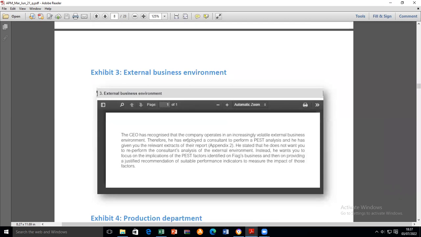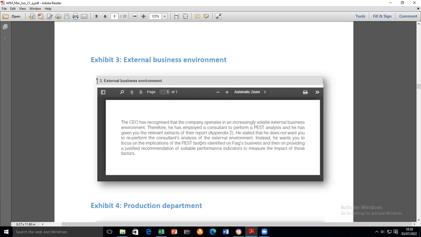The CEO has recognized that the company operates in an increasingly volatile external business environment. Therefore, he has employed a consultant to perform a base analysis, and he has given you the relevant extracts. He stated that he does not want you to re-perform the consultant's analysis of the external environment. He says he wants you to focus on the implications of the PEST factors identified, and then on providing a justified recommendation of a suitable performance indicator to measure the impact of those factors.